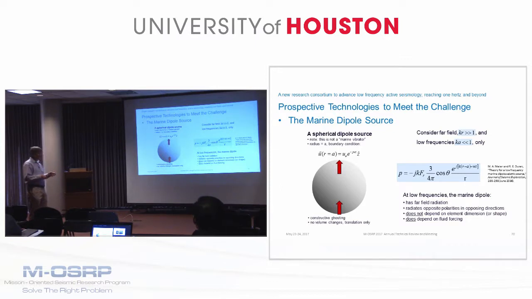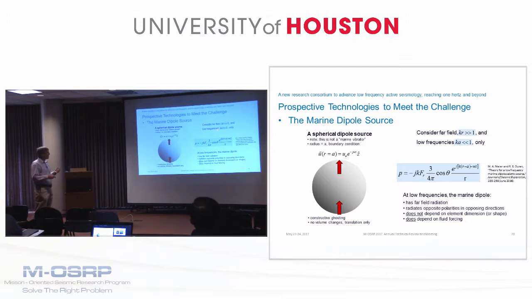So I won't go through the entire acoustic wave solution to the dipole source, but I do want to focus on a special case of the solution, and that is considering the far field, where kr is very large, and considering low frequencies, where ka is very small. Now this condition, meaning that a is the dimension of the source element, and k is the wave number of the propagated wave.